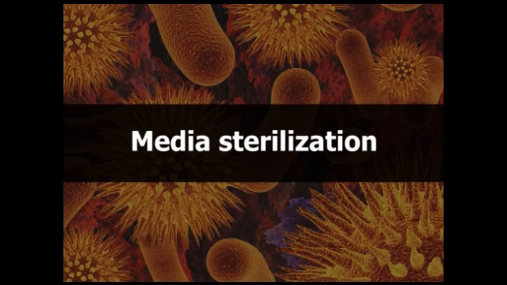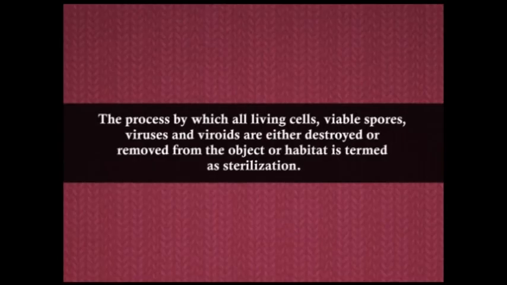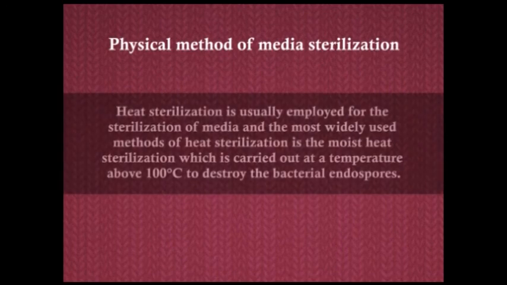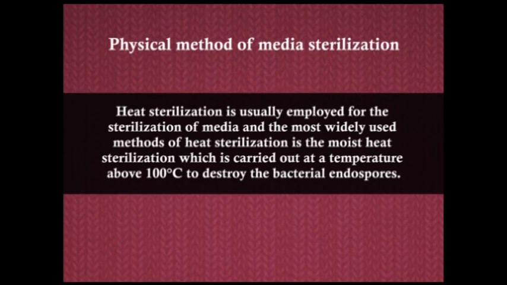So next we'll come to media sterilization. So the process by which all living cells, viable spores, viruses and virions are either destroyed or removed from the object or habitat is termed as sterilization. So first we'll see the physical method of media sterilization. So heat sterilization is usually employed for the sterilization of media, and the most widely used method of heat sterilization is the moist heat sterilization, which is carried out at a temperature above 100 degrees Celsius in order to destroy the bacterial endospores. And this is achieved by the use of saturated steam under pressure.